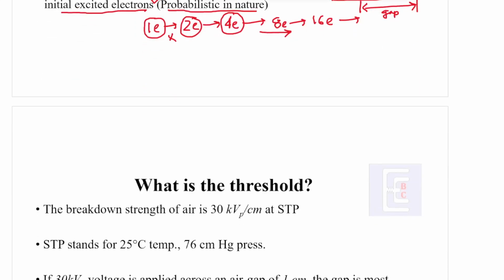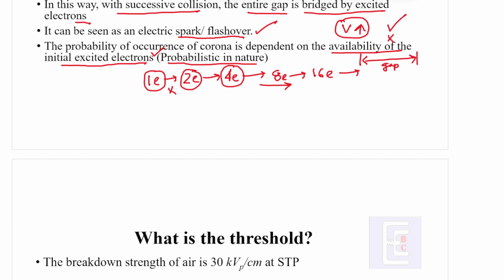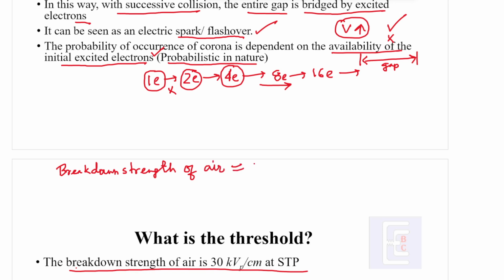Next, now what is that threshold? I keep telling you that if it crosses the threshold, what is that threshold then? So the threshold is this. It is called the breakdown strength of air, which is 30 kV peak per centimeter at STP. It's very important. Breakdown strength of air is 30 kV peak per centimeter at STP. This is a very important statement.